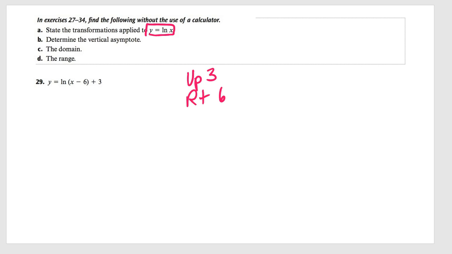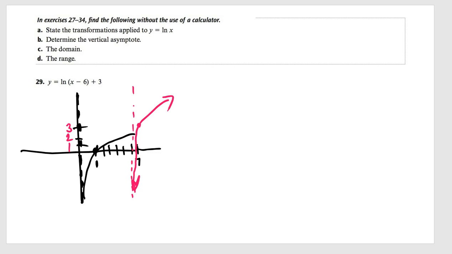Okay, so what does this look like? You can see that I like to use the handle, where it crosses the x-axis. So it's going to be (1, 0). So I'm going to move it over right 6 and up 3. So now it's going to be at (7, 3). And I know my asymptote also shifts 6. So it had been x is equal to 0, but now it's going to be at x is equal to 6. Okay, so my vertical asymptote will be x is equal to 6.